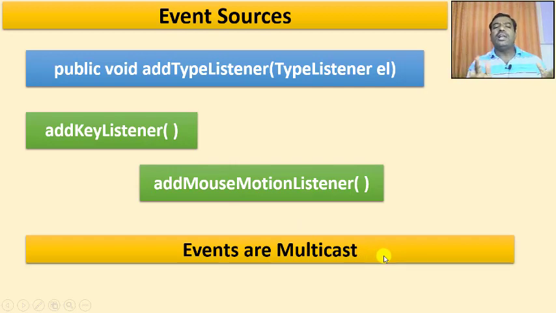For all the listeners which have been registered, the event will be passed to all of them. Now, when I say a source can have a single listener or multiple listeners: by default, this function is going to let you add any number of listeners for a single event source.